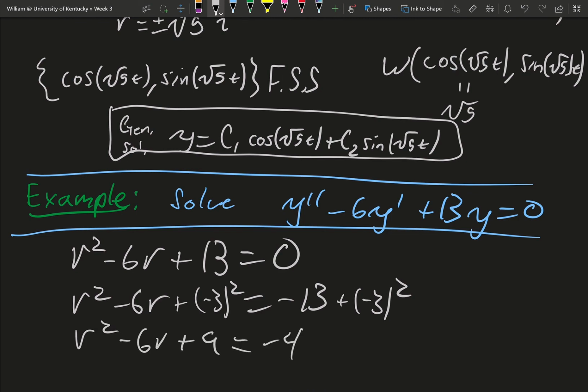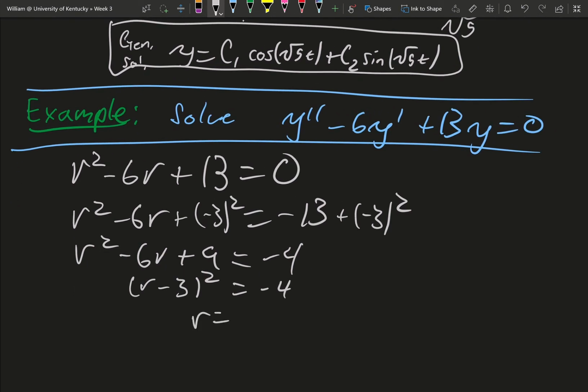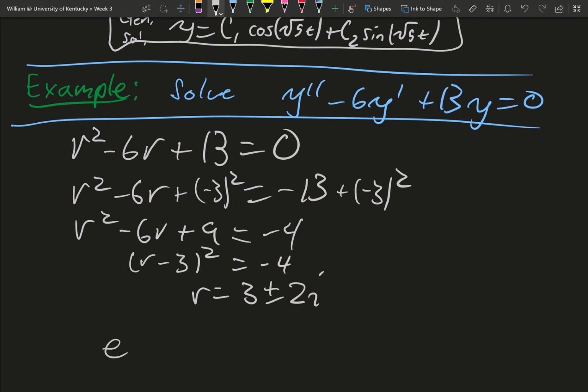And we get negative 4 on this side, and (r minus 3) squared on this side. So we should get r equals 3 plus or minus 2i. Okay, so this is a little bit different because we have a mixed thing here. It's not purely complex, but we can still figure out what this is going to be.